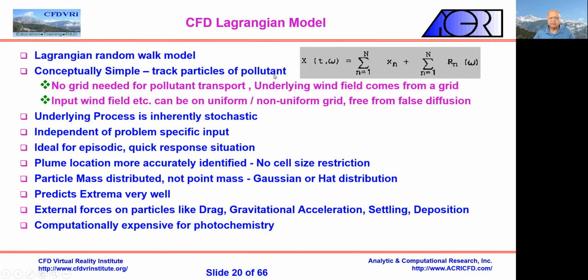They track particles of pollutant. There's no grid needed. They are truly gridless, and the wind comes from the wind model, so you don't need that. They are inherently stochastic, and turbulence in the atmosphere is inherently stochastic, so they're very suited. And they are very quick response, episodic situation models. They are a very good model to quickly see where things are going.